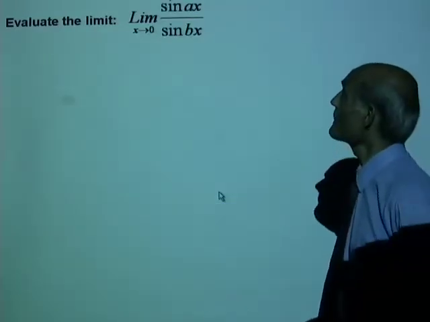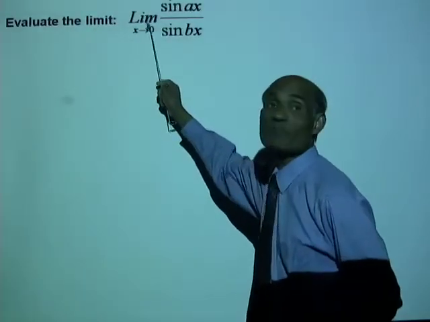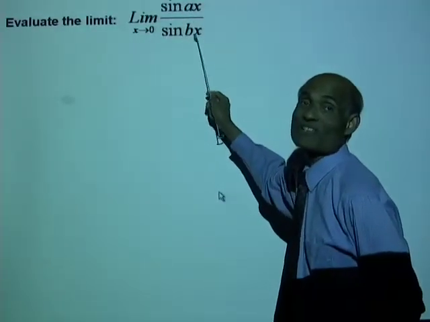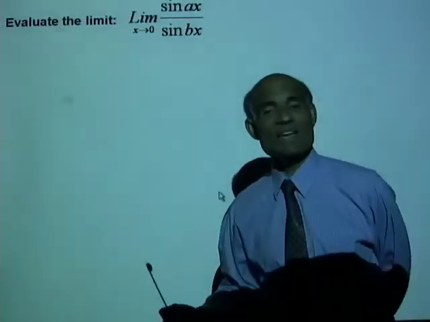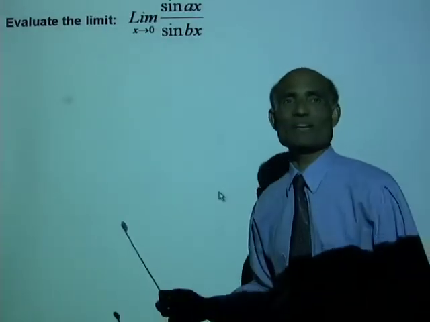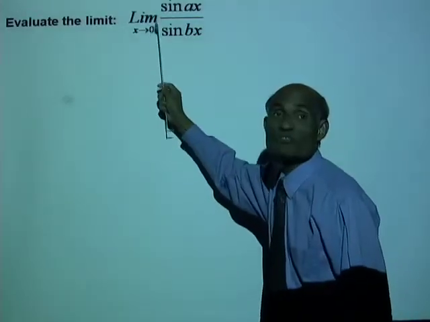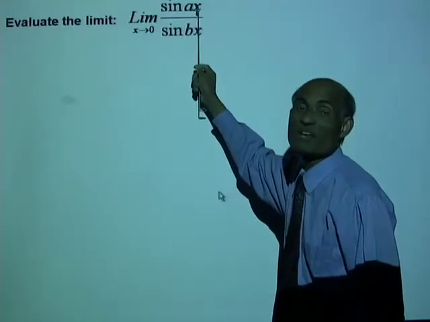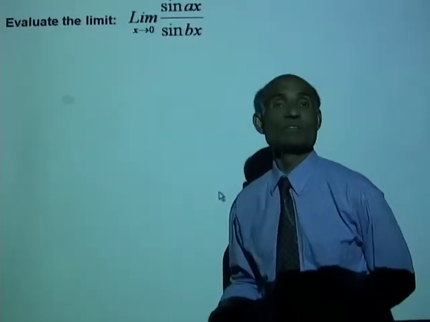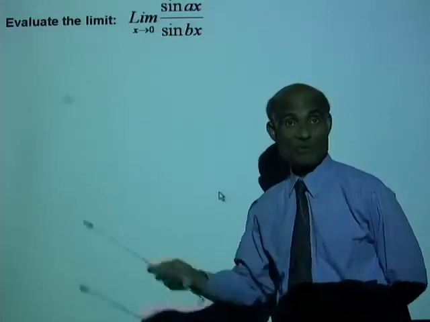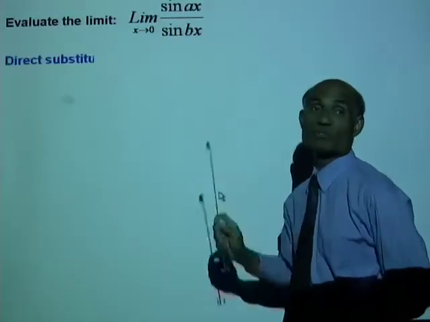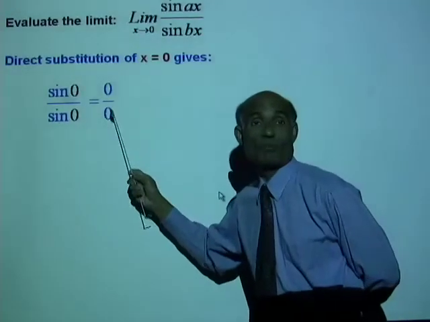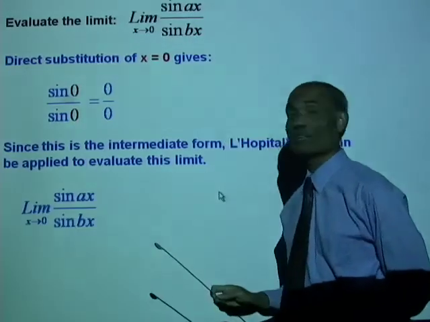Another one. Evaluate the limit as x approaches 0 of sine ax divided by sine bx. Can you replace x by 0 and tell me what form this is? When x equals 0, you get sine of 0. What is sine of 0? Sine of 0 is 0. So you get 0 over 0, and that is an indeterminate form. Therefore, we can use L'Hopital's rule.